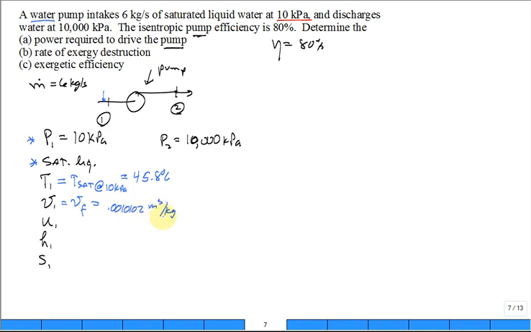I can get U1. I don't need it, so I didn't write it down. I can get H1. That's H of F at 10 kPa, 191.83 kilojoules per kilogram. And I can get S1, which is S of F, 0.6493 kilojoules per kilogram Kelvin. Remember the state principle. Two independent pieces of information fix a state, in this case, saturated liquid at 10 kPa, and I can get other properties. It's nice to have a common list of those properties.